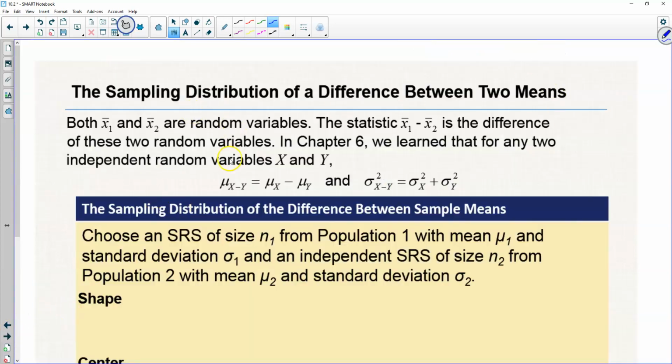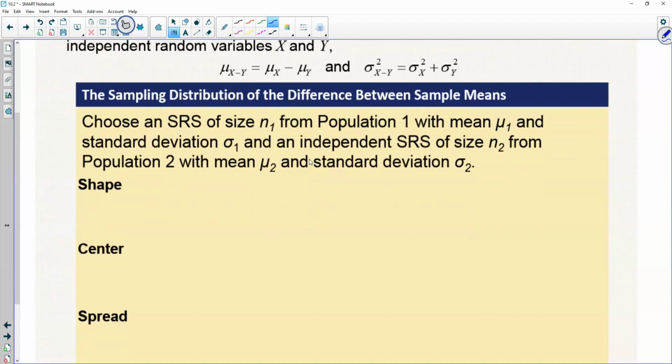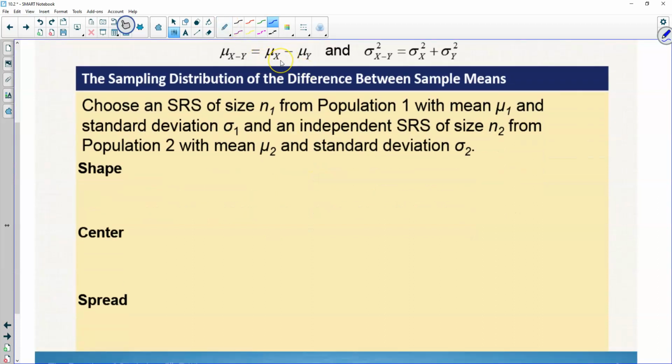We just have to remember how to combine variables from chapter 6. Remember that when we're finding the difference of means, we just subtract them, and then find the difference in standard deviations. We have to treat them as their variances, and you have to add the variances.